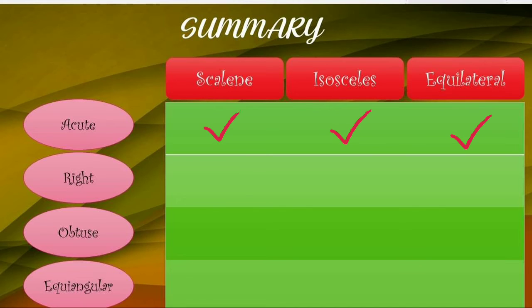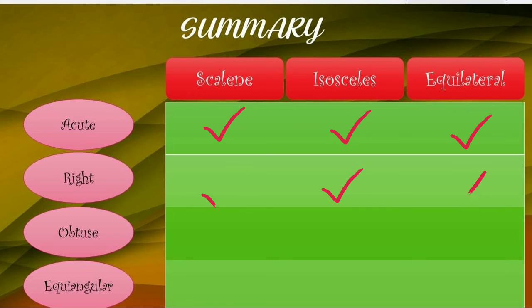Punta naman tayo sa right triangle. Pwede ba siyang maging scalene triangle? Yes, pwede rin. What about sa isosceles triangle? Yes, pwede rin na siya ay maging right triangle. What about sa equilateral? Siyempre, hindi. Kasi nga, ang equilateral ay equiangular. Meaning to say, puro acute angles ang nasa equilateral.